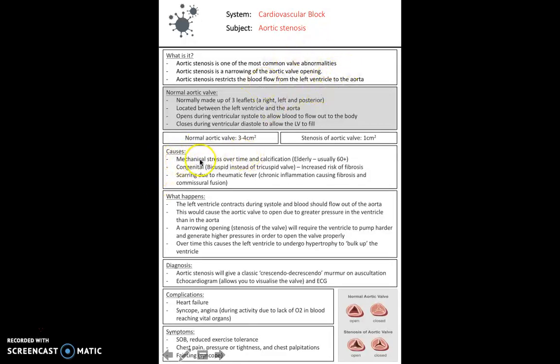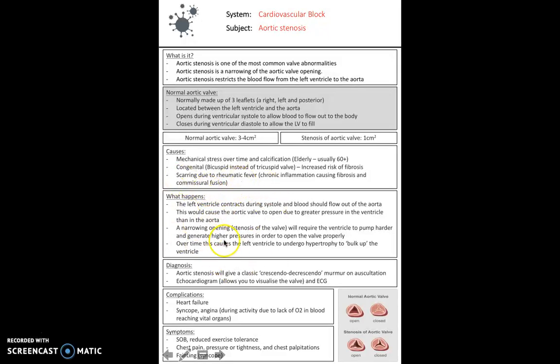The causes of aortic stenosis include mechanical stress over time, so this is calcification in the elderly, and there's also a link to congenital causes in a large proportion of cases where people are born with a bicuspid aortic valve. In other words, it's got 2 cusps instead of the 3 that it should have, and this increases the risk of fibrosis. And of course, as we discussed earlier, you can also get fibrosis from rheumatic fever causing commissural fusion.